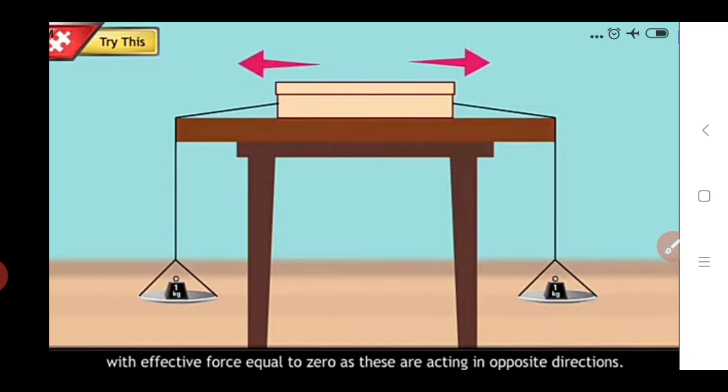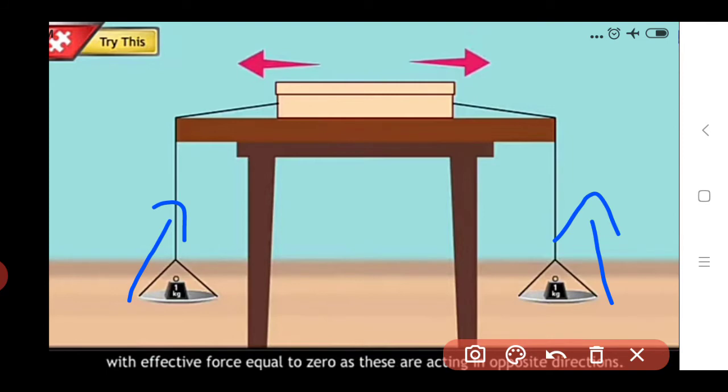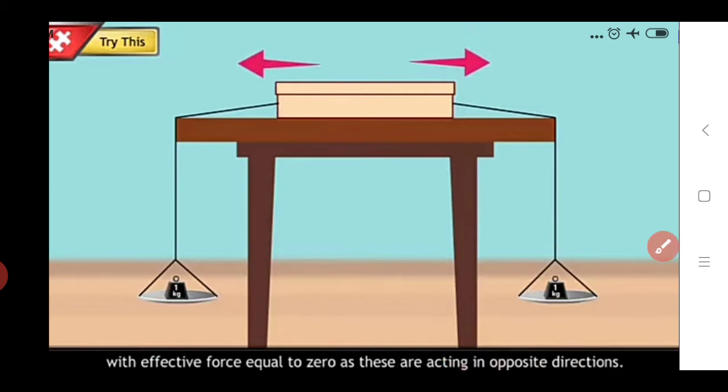Both pans apply equal force on the box, but the resulting force is zero. Why? Because the directions of both forces are opposite. These are in that direction and these are in the opposite direction. So the force is applied in the same magnitude, but the direction is opposite. Due to this, the resulting force is zero. The net force applied on the box is zero, and due to this zero force, the box does not change its place.